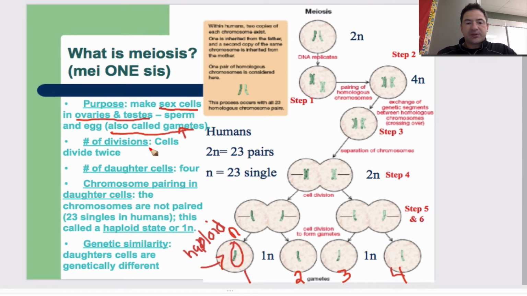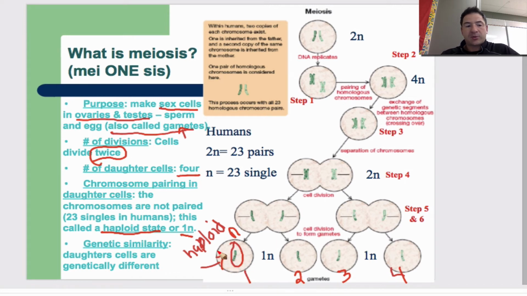So how many cell divisions are there in meiosis? Well, compared to mitosis that had 1, meiosis has 2. So there are 2 cell divisions. It divides twice. How many daughter cells? Mitosis had 2. Meiosis has 4. And I've numbered those at the bottom. The chromosomes are not paired though, in those daughter cells, which means each one is different. And so again, when they're not paired and you get a single chromosome, that's called a haploid state or 1n. And then the genetic similarity to the parent cell, they're different.